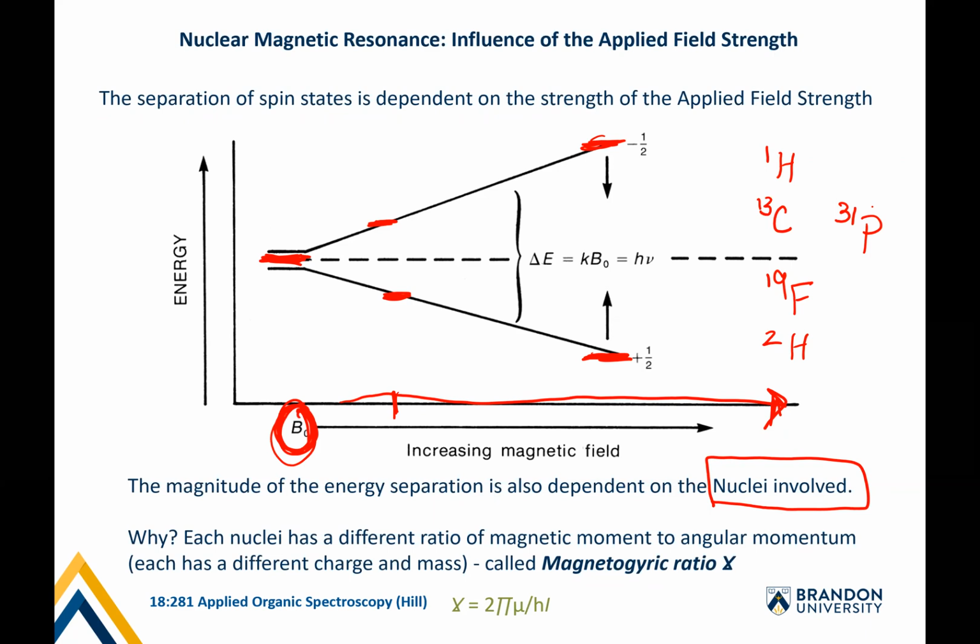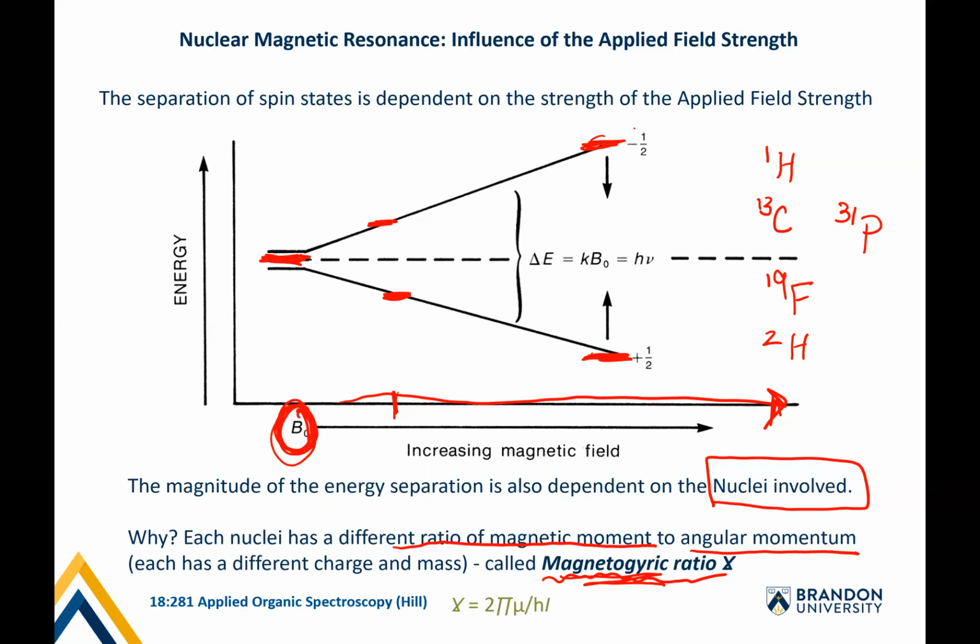All of these NMR active nuclei have a different ratio of magnetic moment to angular momentum. This is commonly called the magnetogyric ratio, and it is basically just a constant that each nucleus has. Depending upon this constant, it will influence where on the chart the nucleus happens to be.